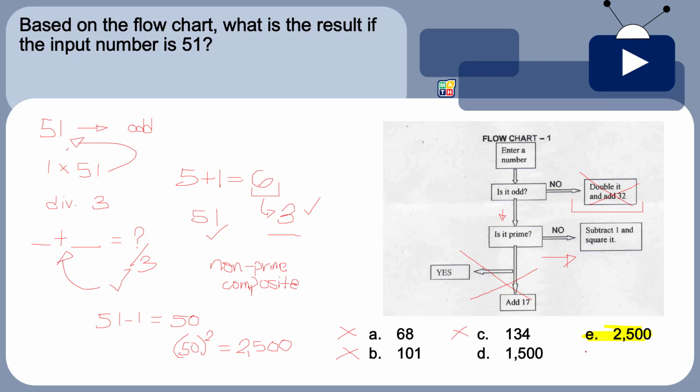Now, this is also an elimination method. Even if you don't know the exact answer here, at least you can increase your chances of getting an answer right by eliminating options that can no longer be possible. Kasi nga, yung flowchart natin have options on yes or no. At this time, our answer is 2,500 for this question.